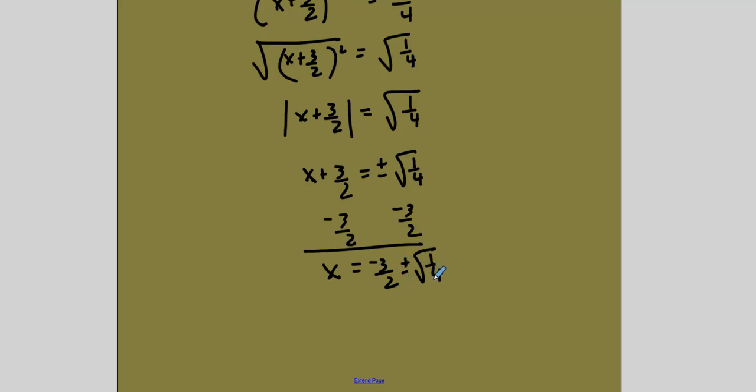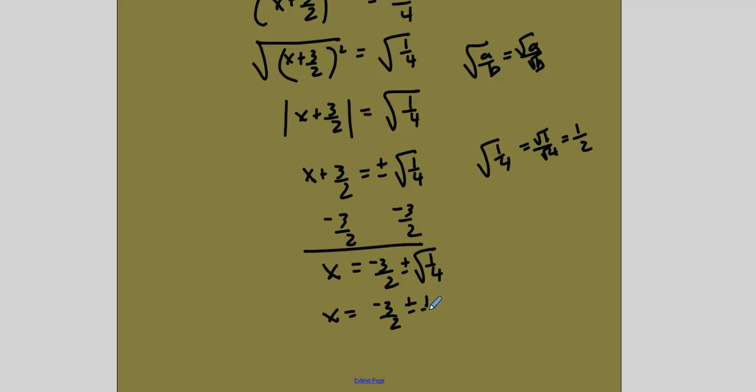So now we're almost there, but square root of 1/4, again we have that property of radicals that we've talked about in a previous video on simplifying radicals. I can write this as square root of a over square root of b, assuming b is not 0, because you can't have division by 0. Well, in this case then I can rewrite this as square root of 1 over square root of 4. Square root of 1 is 1, square root of 4 is 2, so this is actually a half. So I end up with x equals negative 3 halves plus or minus 1/2.